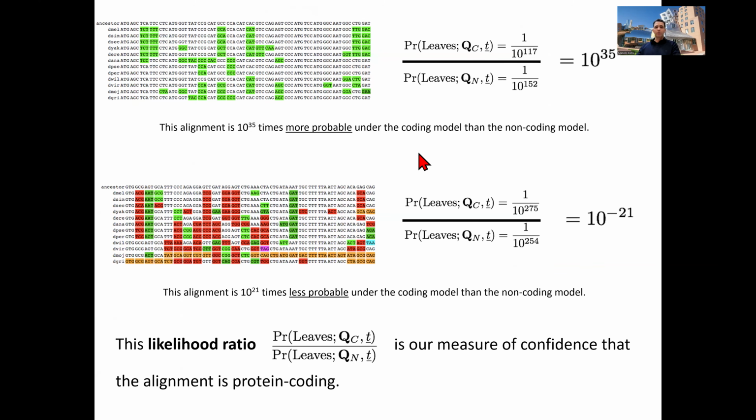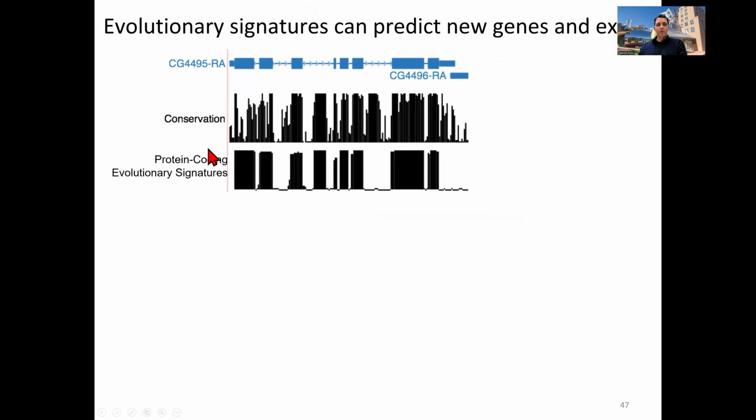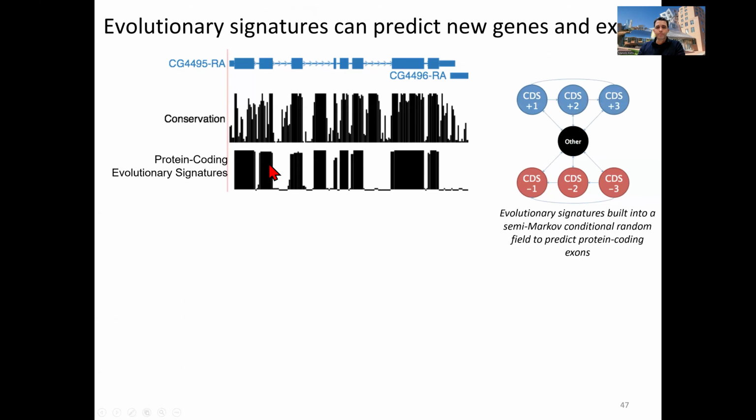And that allows us to now do all kinds of things. We can go through a region and evaluate not the nucleotide conservation, which we're showing here, but instead the protein coding conservation, which I'm showing here. And that allows you to see that every single codon has extraordinary signal. And in addition, there's this exon here that appears to not be annotated, but is very clearly protein coding.